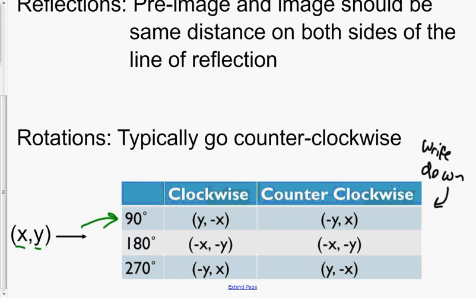Okay, 180 here, doesn't matter which direction you go, it should end up in the same spot. You just change the signs on both. And then 270 here, you can see if it's clockwise, you flip them around and change the sign on the front. If it's counterclockwise, you flip them around and change the sign on the back one. So we'll practice that for a couple of them. But there's a chart that you should have written down, and you can use that when we get to the quiz as well.